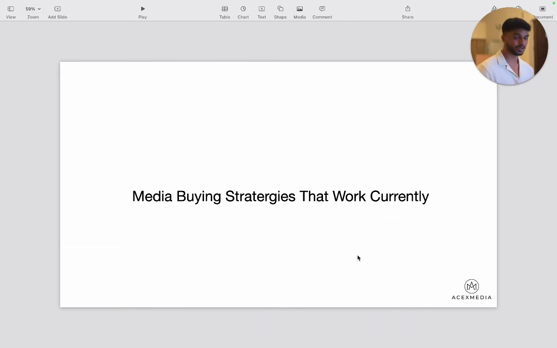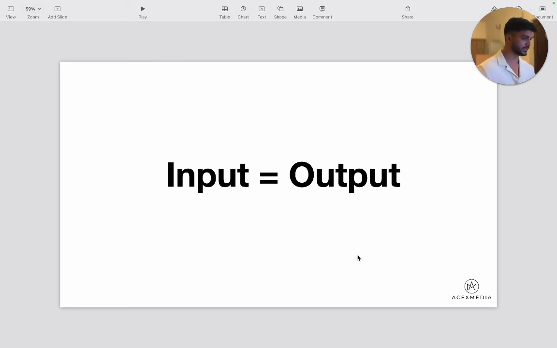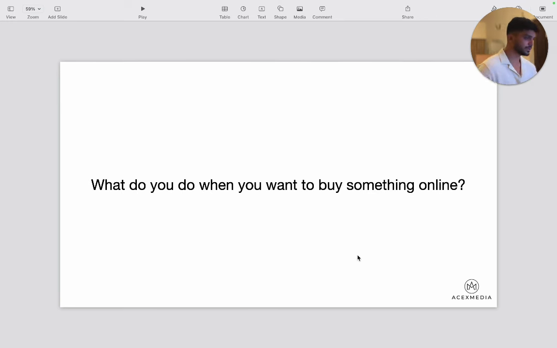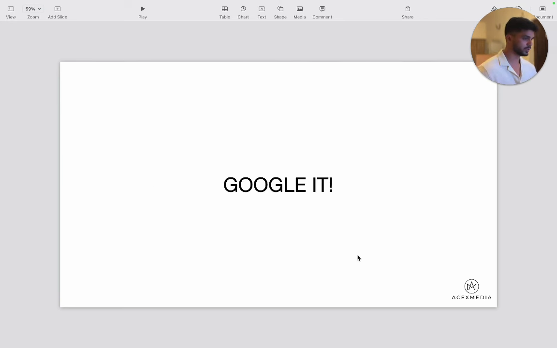So let's talk about media buying. The current strategy that we're using for media buying is focusing more on the inputs, and that automatically helps us get the output. Now, what I mean by that, let's take a real life example. What is the first thing you do when you want to buy something online? You obviously go and Google it. You don't open Facebook or Instagram and search for the product, right?